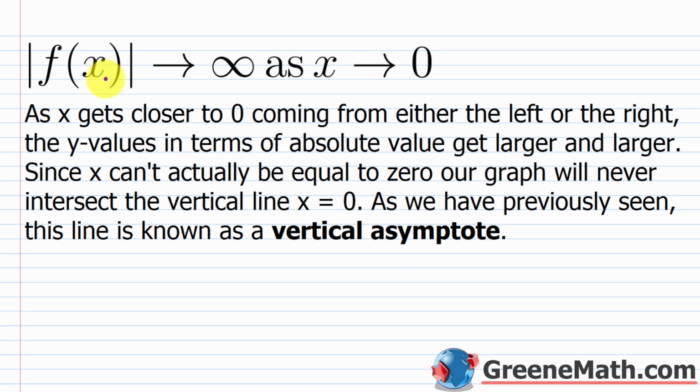So remember absolute value, that takes something that's negative, it makes it positive. So the absolute value of f of x or the absolute value of y approaches positive infinity as x approaches 0. So this is either from the left or the right. And the reason we're able to say this is because of these absolute value bars here. So keep that in mind. So as x gets closer to 0, coming from either the left or the right, the y values in terms of absolute value, so that's the key here, get larger and larger. Since x can't actually be equal to 0, our graph will never intersect the vertical line x equals 0. As we have previously seen, this line is known as a vertical asymptote. So that's where that's coming from.